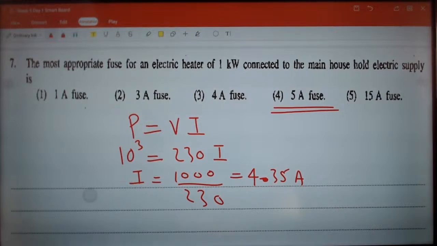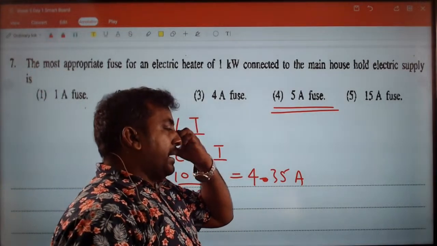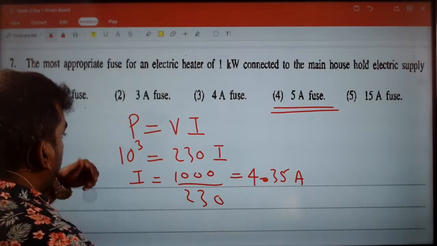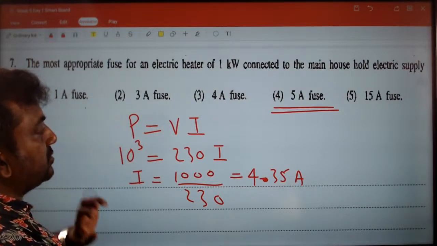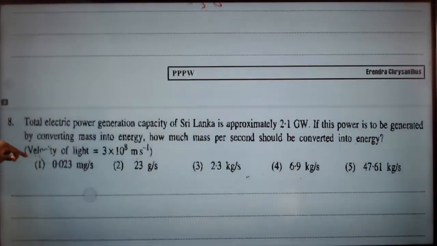Clear? This makes sure that a current bigger than 5 ampere will never pass through the electrical instrument. The fuse will melt, saving the electrical instrument.